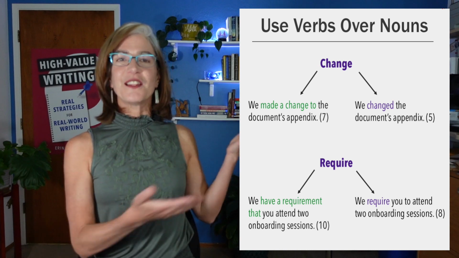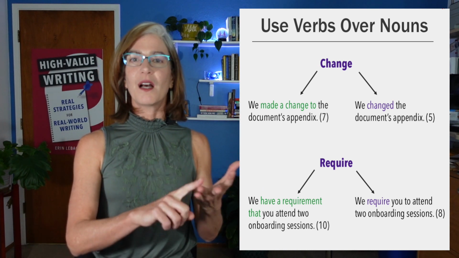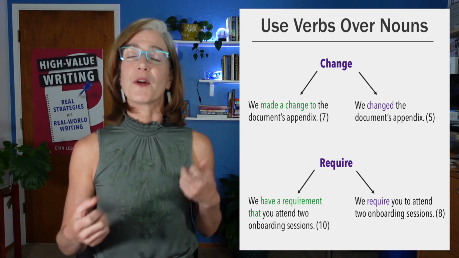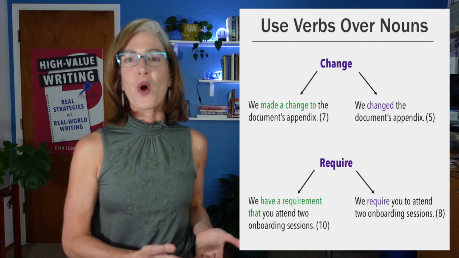And you'll notice in the writing, the noun version requires those extra words, made, to. The verb version didn't need any of that because it packed all that information just into the central verb of the sentence. Second example, require.